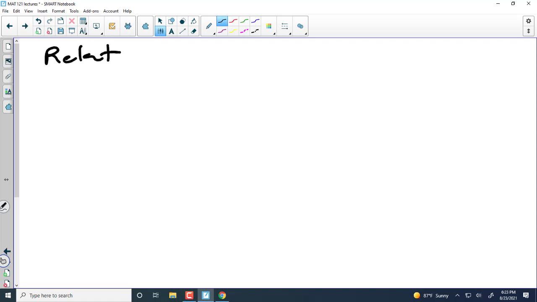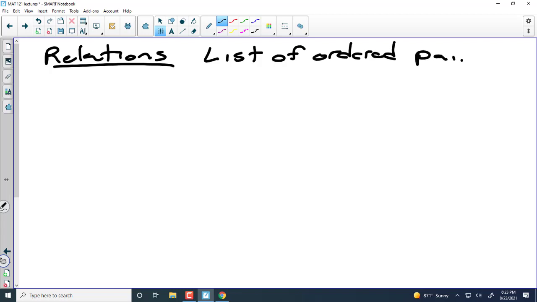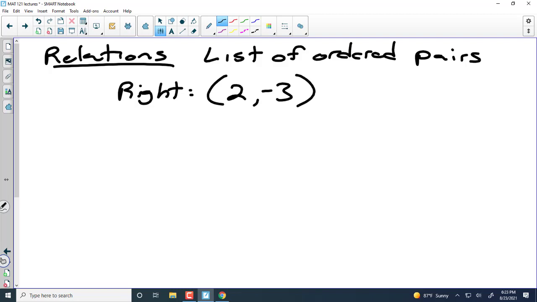We're going to talk about relations. It's a mathematical term, and a relation is just going to be a list of ordered pairs. To make sure we're all on the same page, an ordered pair is two numbers in parentheses, separated by a comma, in the proper order. So that is what an ordered pair looks like: (2, -3).